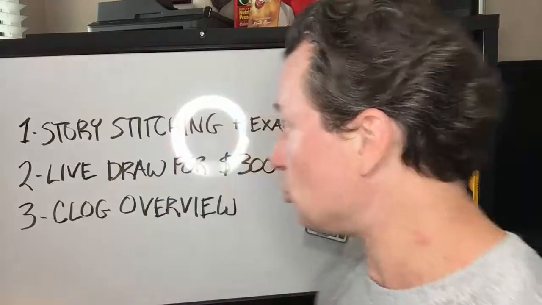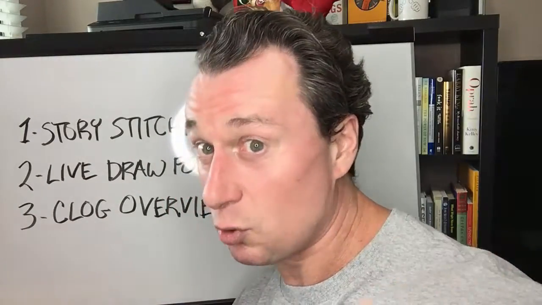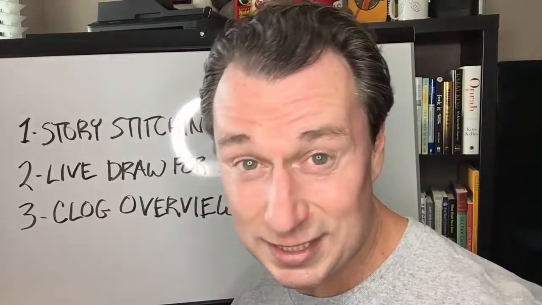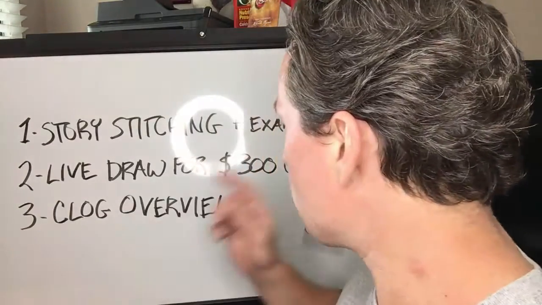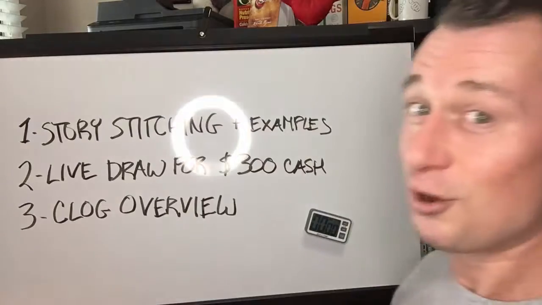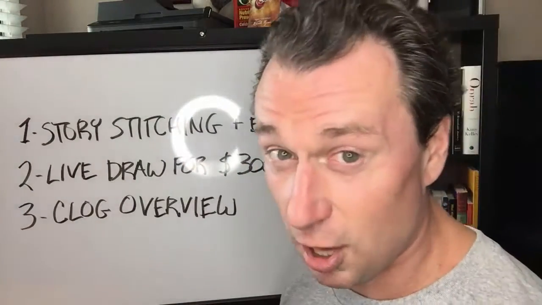Then we're going to get into story stitching and live examples. I'm going to show you guys today how to do that. I'm going to actually do it. We'll do some story stitching together. Number 2, we're doing the draw. Live draw for 300 Clamorinos. And number 3 is the CLOG overview.